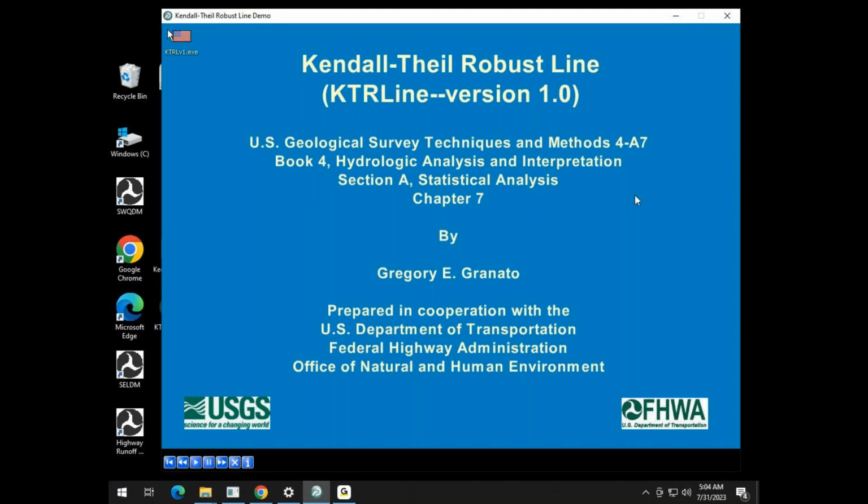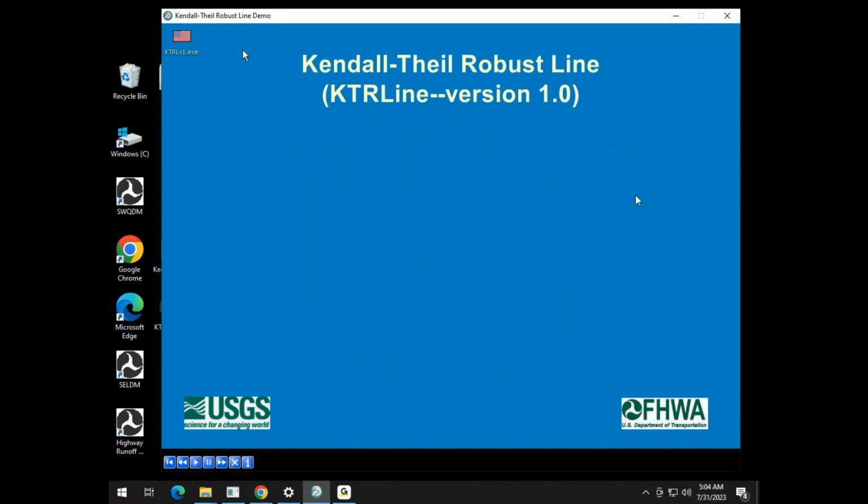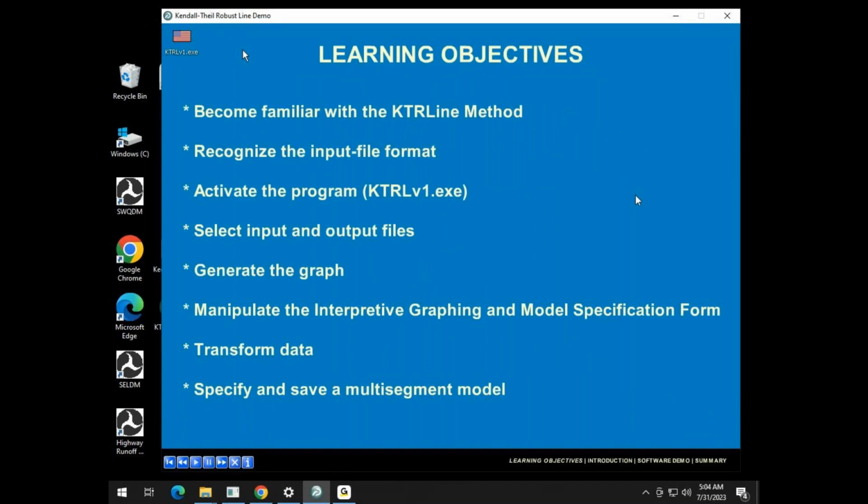This introductory software demo, which takes about 9 minutes, covers the theory and application of the Kendall-Theil Robust Line software, introduces the input file format, and shows the user how to launch the software. The learning objectives for this software demo are to become familiar with the KTRLine method, recognize the input file format, activate the program, select input and output files, generate the graph, manipulate the interpretive graphing and model specification form, transform the data, and specify and save a multi-segment model.